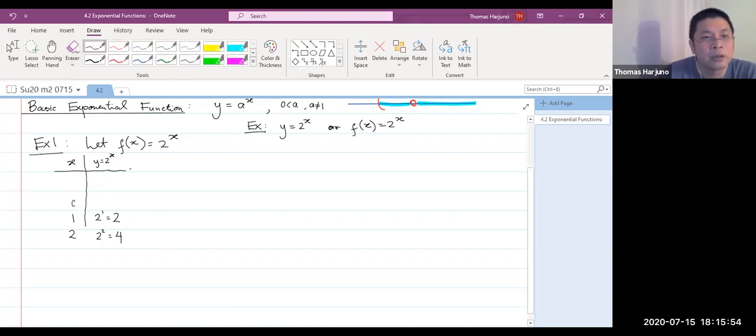If x equals 0, that's 2 to the 0. Let me step back by 1 unit. When x is -1, there will be 2 to the -1, which is 1/2. And when x is -2, there will be 2 to the power of -2, which is 1/4.